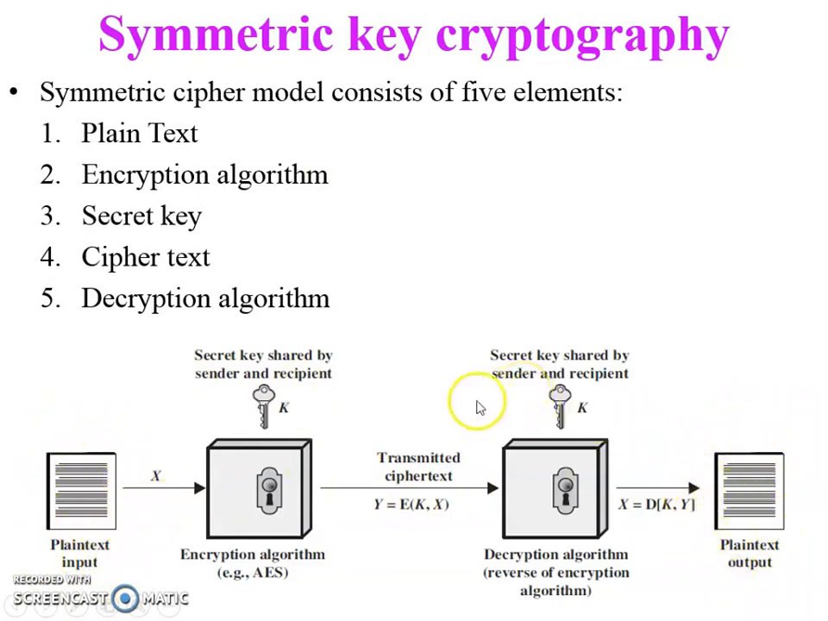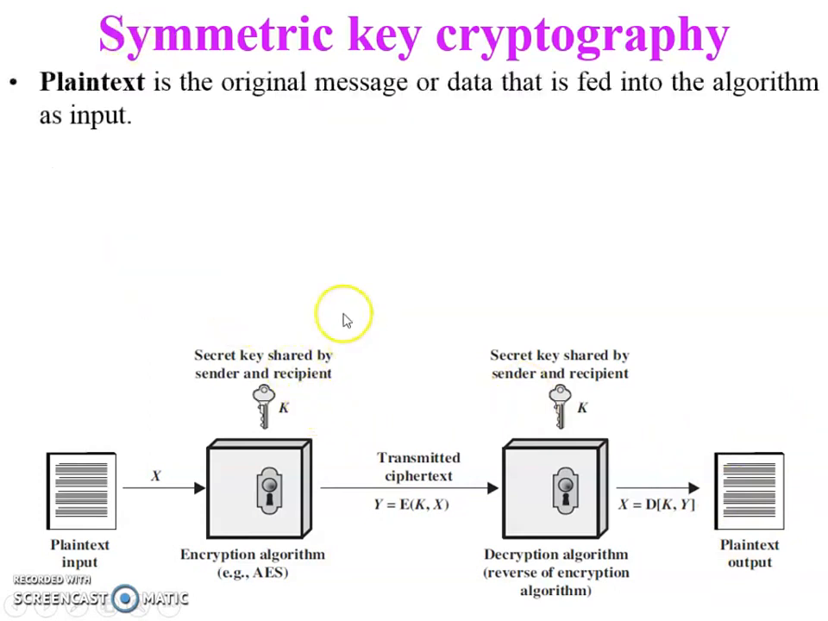In this model you can see on the left hand side, plaintext is the input, so this is the sender, and on the other side plaintext is the output, so this is the receiver. Now let's discuss these elements one by one. First, plaintext is the original message or data that is fed into the algorithm as input. If the sender wants to send data to the receiver, the sender has the original message, or plaintext.